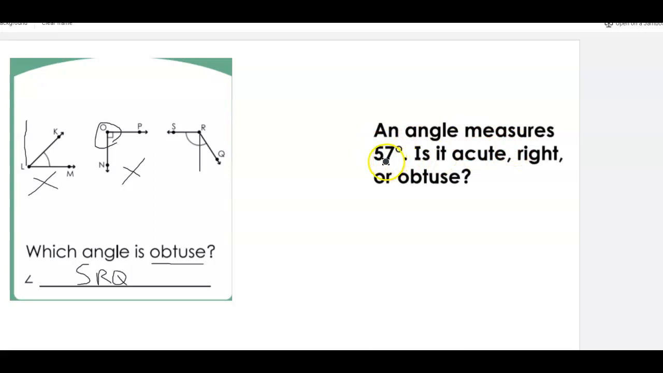How about this? An angle measures 57 degrees. Is it acute, right, or obtuse? Well, 57 is less than 90, right? So it's acute. If it was 90, it would be right. If it was more than 90, it would be obtuse. Let's try another one.